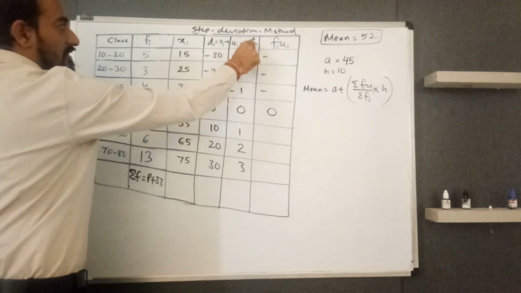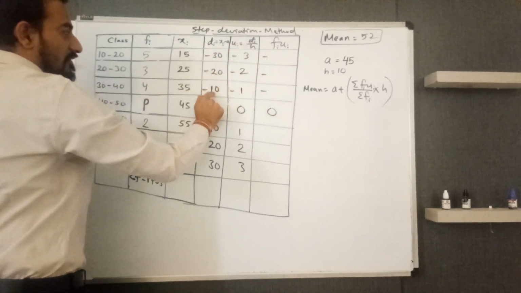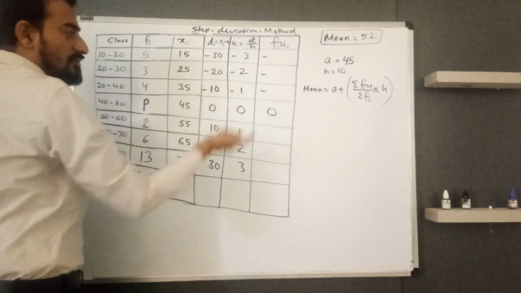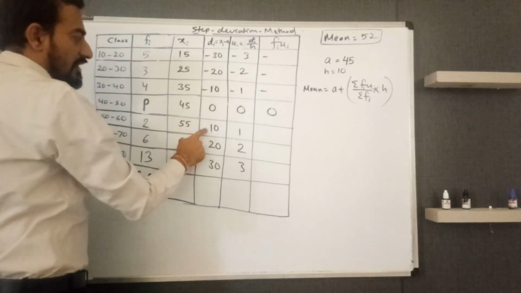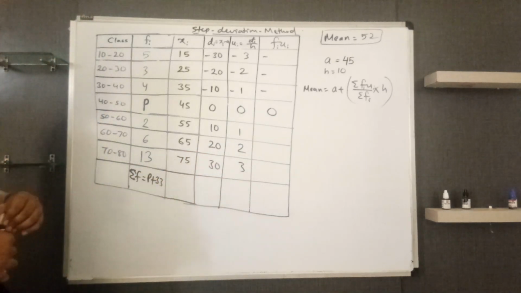3. 30 by 10, 3, negative to negative. 20 by 10, 2, negative to negative. 10 by 10, 1, negative to negative. 0 by 10, 0. 10 by 10, 20 by 10, 30 by 10. Like this. The next step, what?